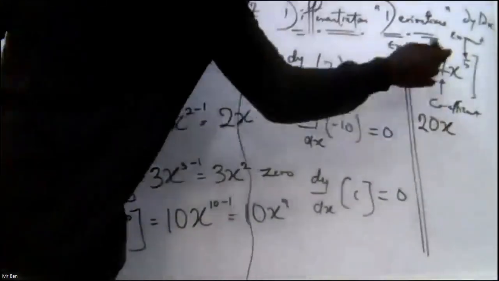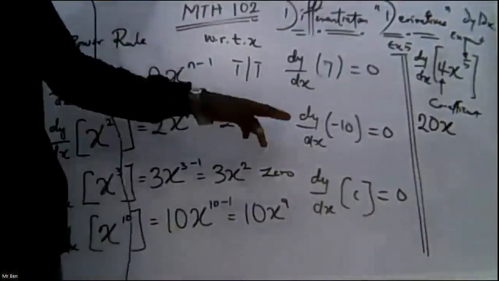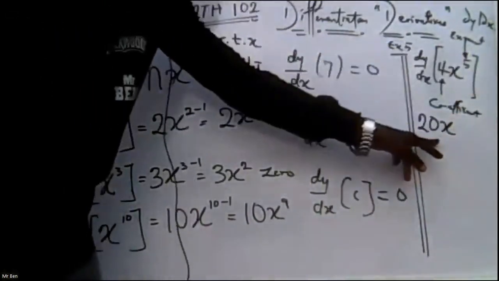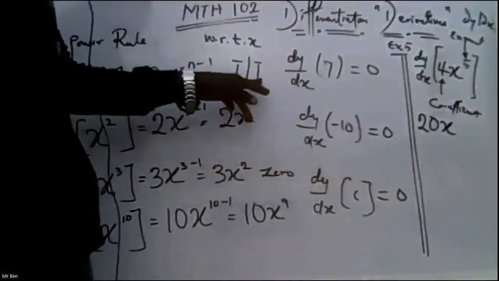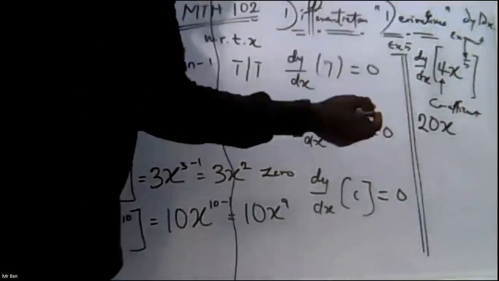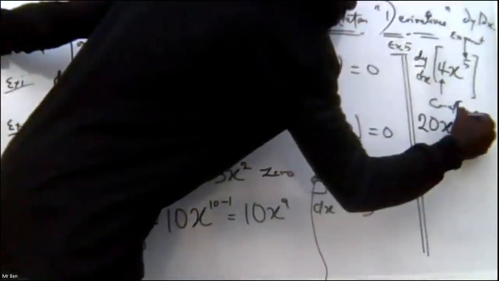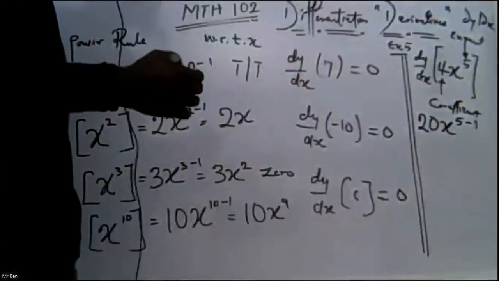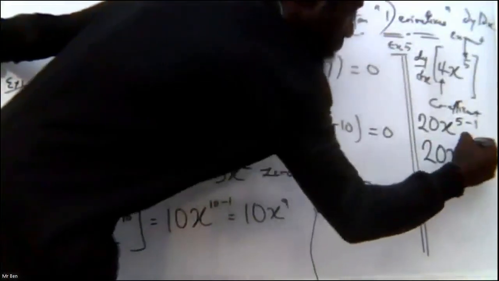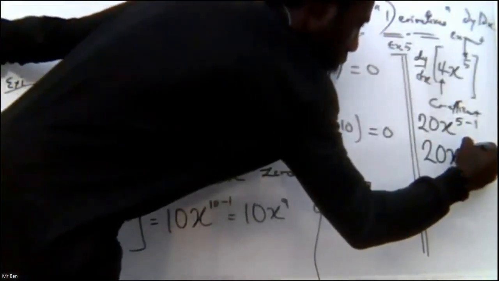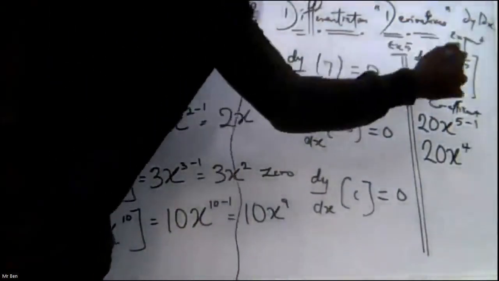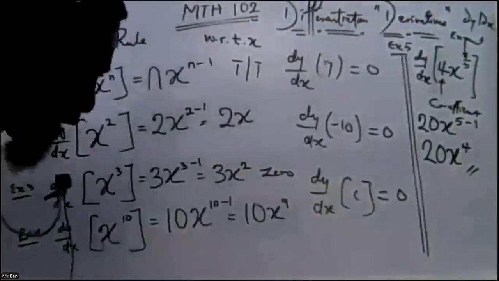Now, this is 20x. The next step is we are going to subtract. This is the times. We have done the times now, multiplication. 4 times 5 or 5 times 4 has given us 20x. Now, we are going to take. Take what? Subtract 1 from the exponent. And what is the exponent? The exponent is 5 minus 1, which is 4. It will give us 20x raised to power 4. So we have successfully differentiated 4x raised to power 5. This is the final answer.